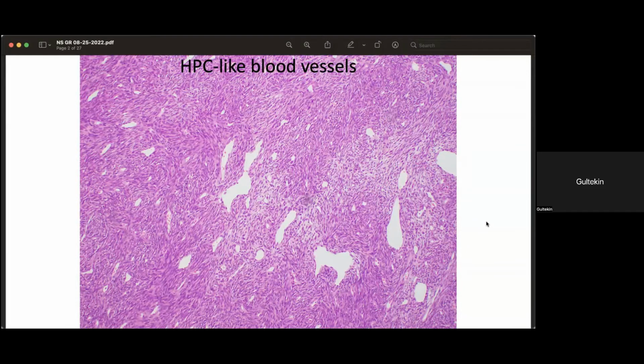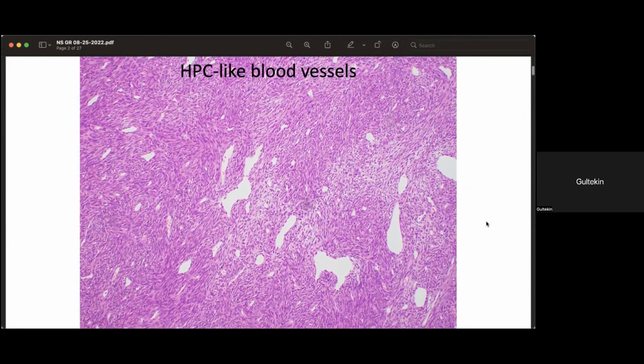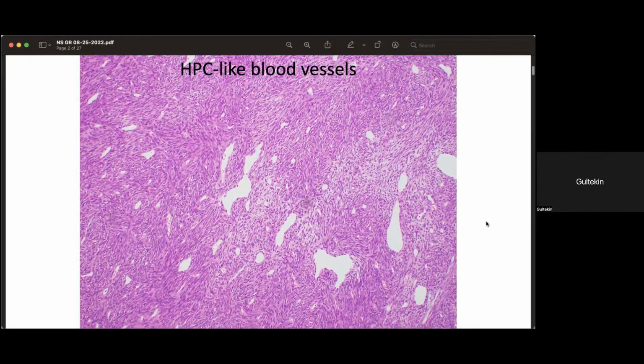So this one has obviously at least a moderate cellularity, and from low power, you can see the telltale staghorn HPC-like blood vessels. You see the dilated blood vessels, which are optically clear from this low power, and they have these angulated scalloped shapes. So that's the so-called staghorn blood vessels, typical for the hemangiopericytoma type of the solitary fibrous tumor.